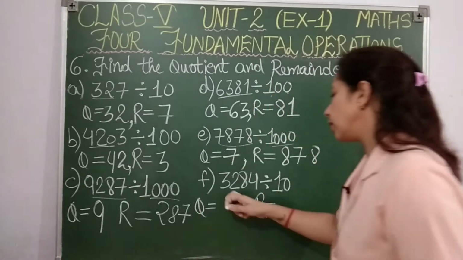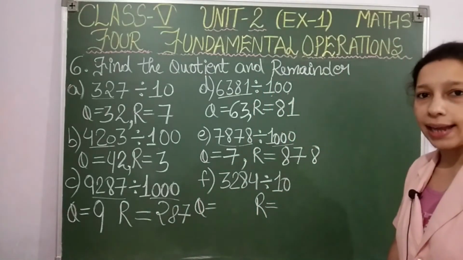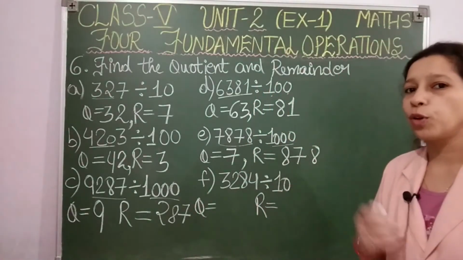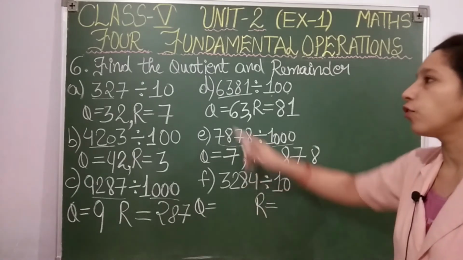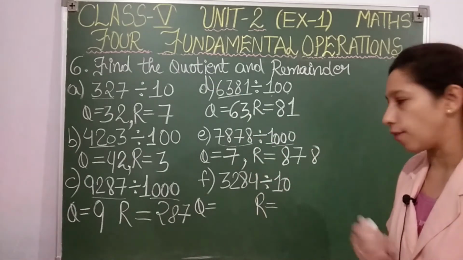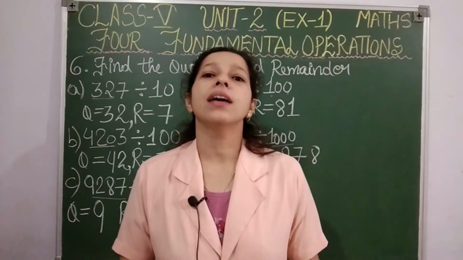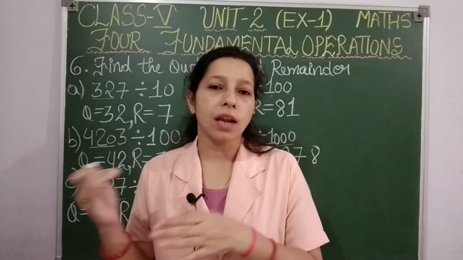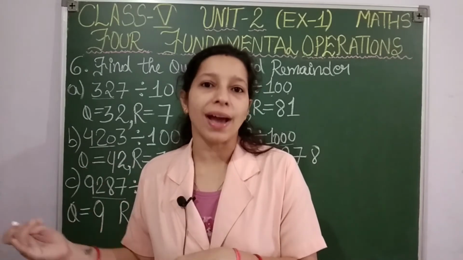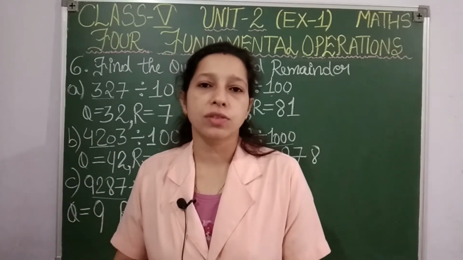Okay. Last one, 3284 divided by 10. This I will not solve. This will be your homework. Okay. So point F for question number 6 will be your homework. You have to solve it. So students, this is the way in which we can divide a given number by a divisor which ends with 10.